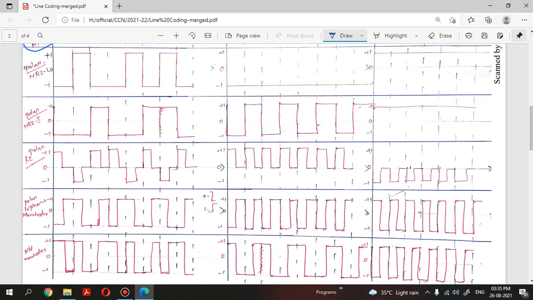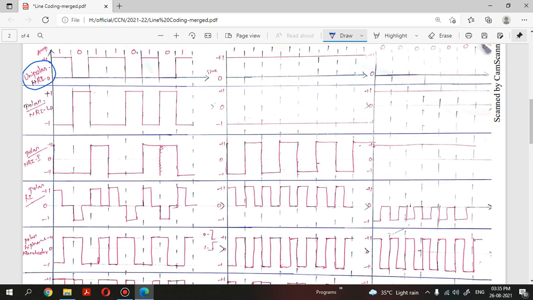Next one is NRZ-L, right? Polar NRZ level, which is nothing but NRZ level, right? Here we have three voltages, right?